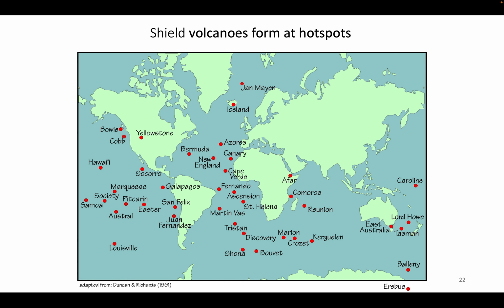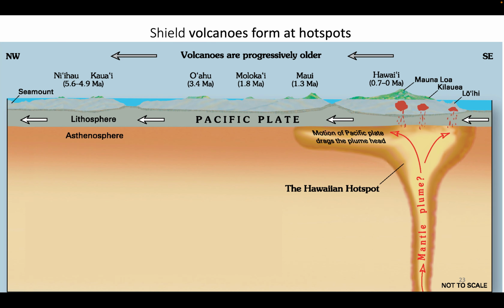Whereas composite volcanoes form at convergent boundaries where one plate is being subducted under the other, shield volcanoes form at hotspots. They form in the middle of plates. Notice in this image that all volcanoes are located either in the middle of the ocean or in a continent. They do not occur near plate boundaries. What is a hotspot? A hotspot is an area of the Earth's mantle from which hot plumes rise up.